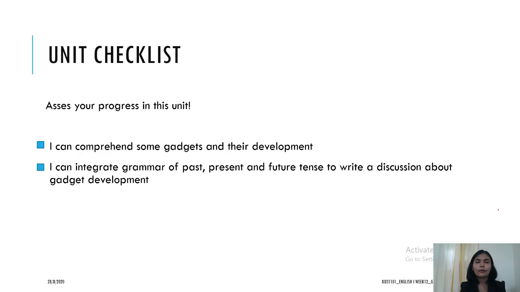Okay, now after you have watched the video for today, I'm pretty sure that you have progressed. Therefore, I want you to assess your progress for this unit, for this video. If you think that you can comprehend some gadgets and their development, then I want you to give a checklist to your progress. And then if you think you can integrate the grammar of past tense, present tense, and future tense in the discussion, then please put the checklist over here. Okay, so that will be how you assess your progress, and I really hope that you are progressing in every week that you have with me.